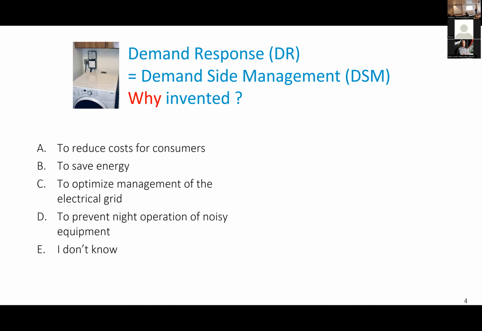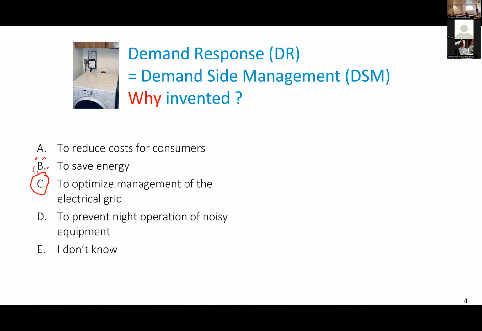I'm closing the poll in a few seconds. Closing. The majority says C. Well, there's no correct or incorrect answer to this because it's a matter of belief. C is certainly the obvious answer.